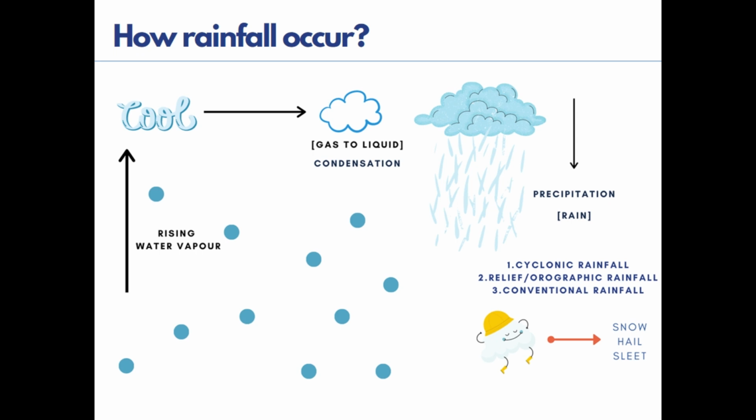And rainfall is of three types. They are cyclonic rainfall, relief rainfall, and convectional rainfall. Other forms of precipitation are snow, hail, and sleet. Most of the groundwater comes from rain.